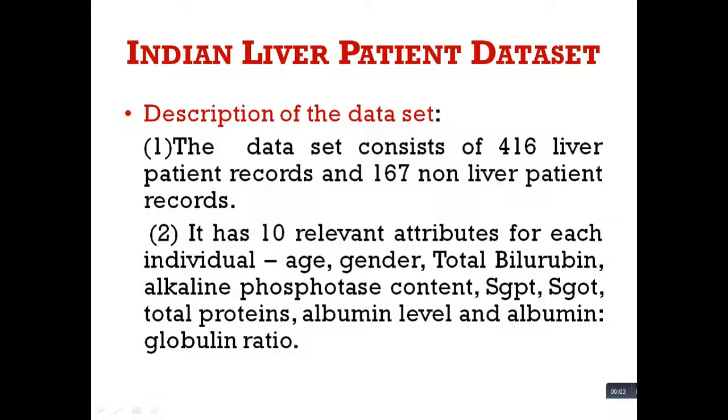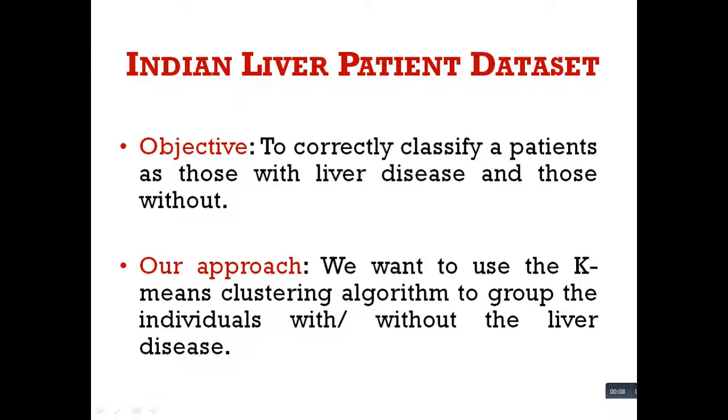Now, let us see a description of the Indian liver patient dataset in brief. The dataset consists of 416 liver patient records and 167 non-liver patient records. It has 10 relevant attributes for each individual: age, gender, total bilirubin, alkaline phosphatase content, SGPT, SGOT, total proteins, albumin level, and albumin to globulin ratio. Our objective is to correctly classify if a patient is one with liver disease or not.